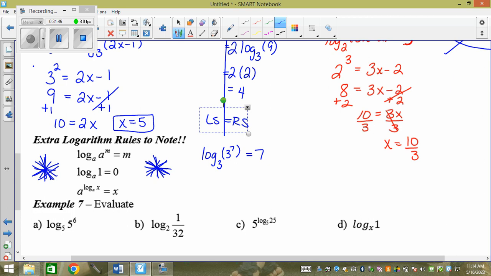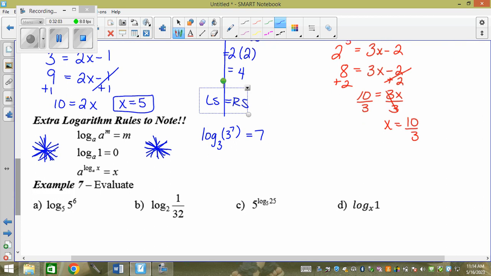The other one to note is a to what power is 1? 0. So whenever you have a base down here and beside your log is a 1, your answer will always be 0. It doesn't matter what your base is. Because you're going to say whatever that base is to the power of what gets me 1. Well, it's always a 0.